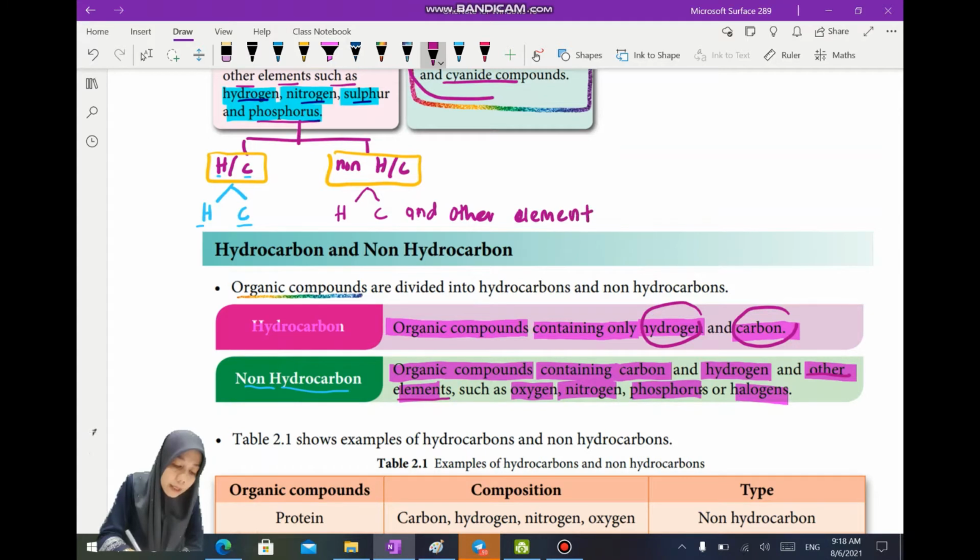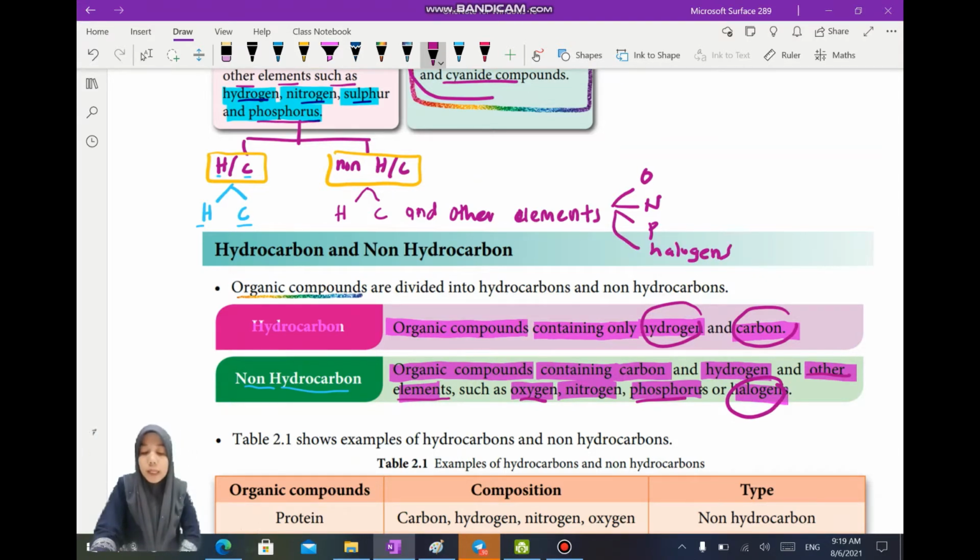Apakah contoh other elements tu? Contohnya oksigen, nitrogen, phosphorus, ataupun halogens. Ingat lagi tak halogens tu apa? Halogens adalah group 17, sama ada bromine, chlorine, iodine, ataupun fluorine. Okay, so itu adalah halogen.